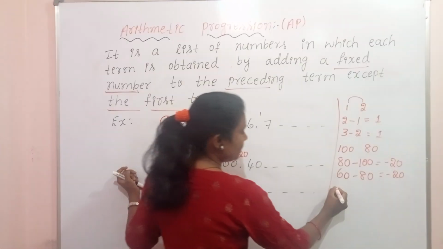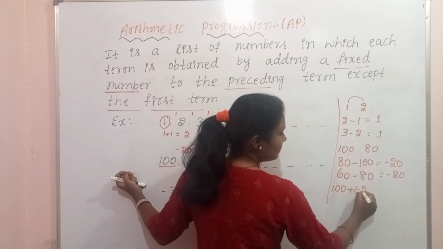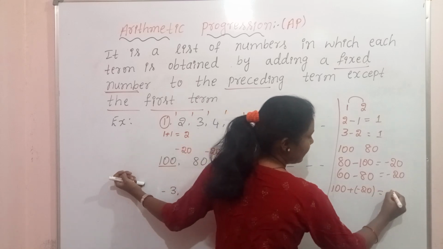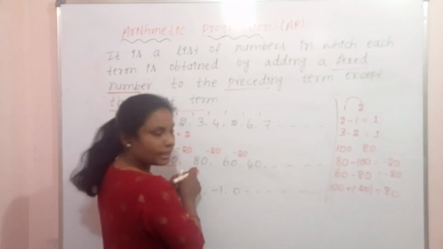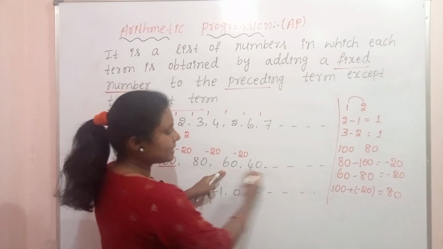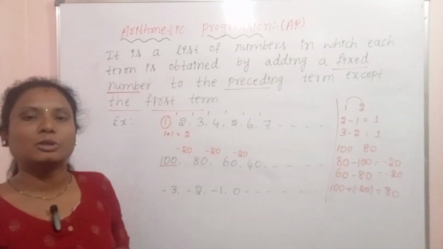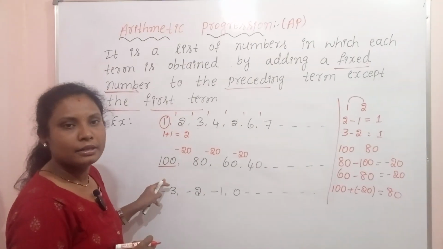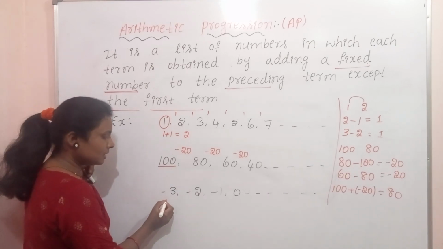So the first term is 100. We have to add: 100 plus minus 20 will get 80. You are getting the second term. Then 80 plus minus 20 will get 60. 60 plus minus 20 will get 40. Like that the arithmetic progression is obtained. We are not adding any number to the first term. They only gave the first term. Then come to the third example.